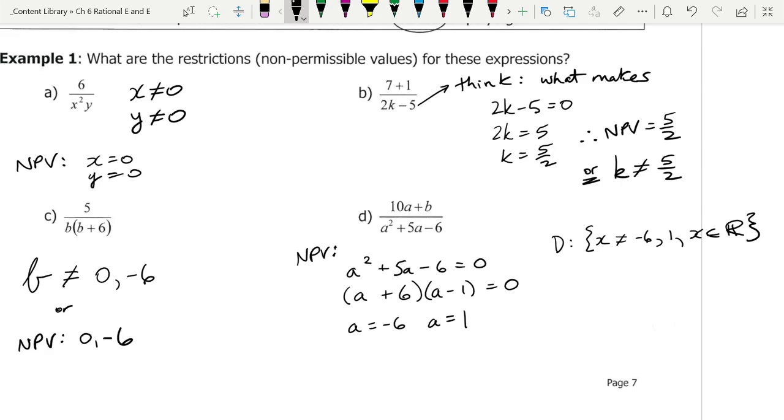So why can't a be 1? Well, because try plugging it in. You get 1 plus 5 minus 6, which is 0. And then you'd be dividing by 0. And that's the unbreakable rule of math. We can't divide by 0.